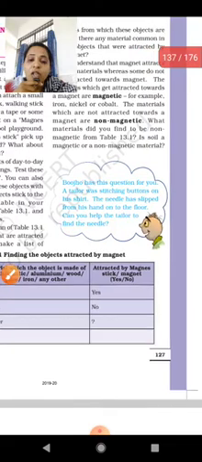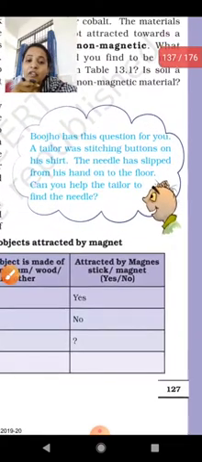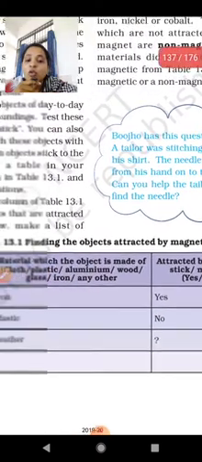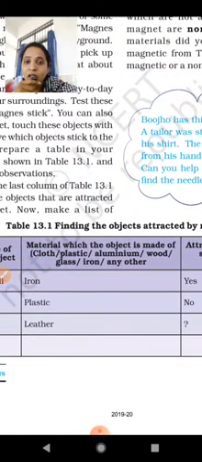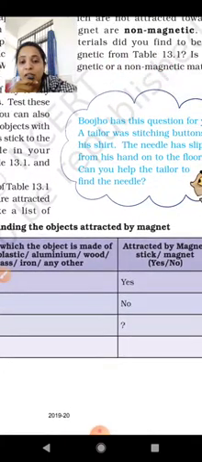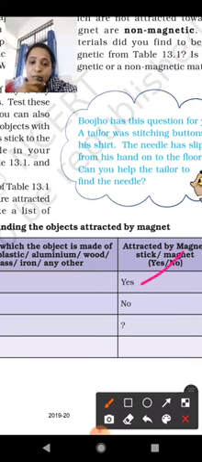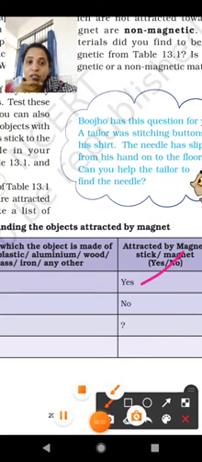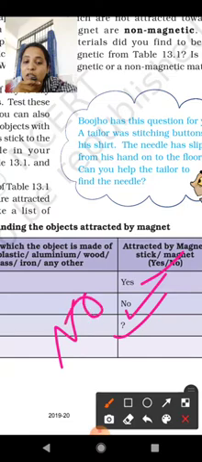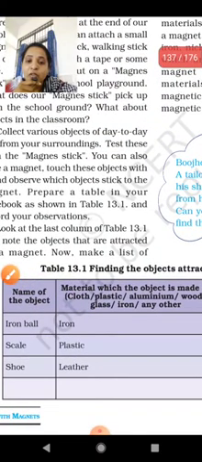Now in the third column, what we have to find is whether it is attracted by the Manganese stick or a magnet. Yes or no we have to say. Iron always attracts to the magnet, so iron will attract to the magnet, so we write yes. Next one is the scale. The scale is made up of plastic, so the scale will not attract towards the magnet, so no. And the last one is the shoe. It is made up of leather, so leather will not attract towards the magnet, so again the answer is no. Okay, so these things we have to find.